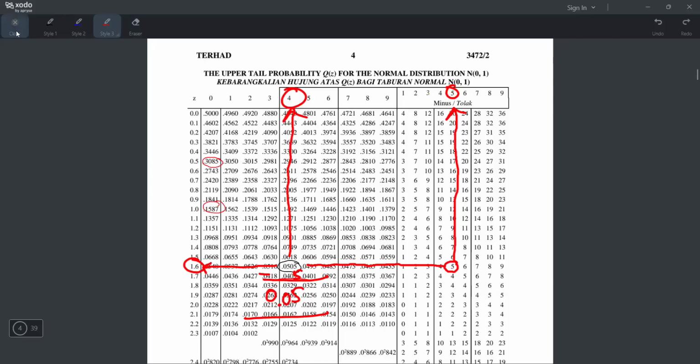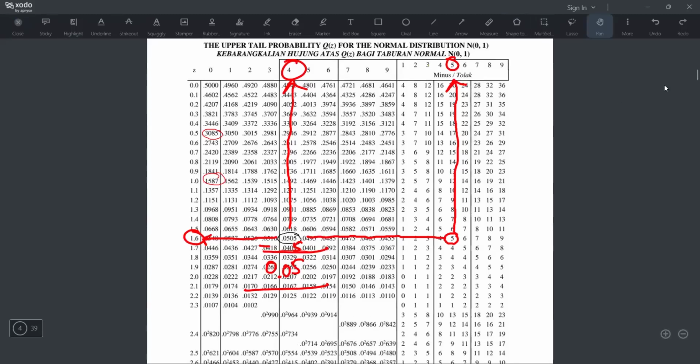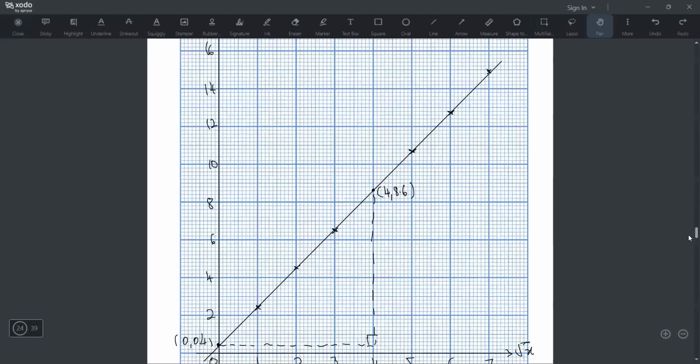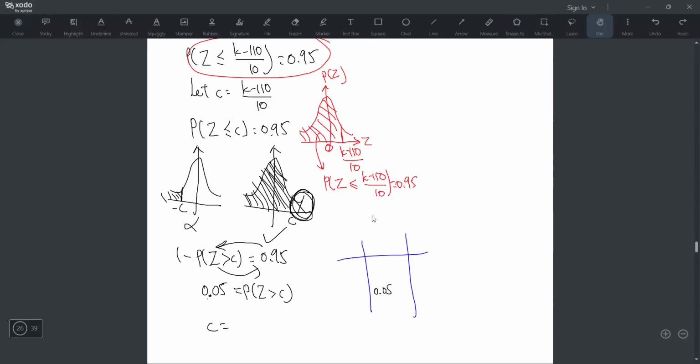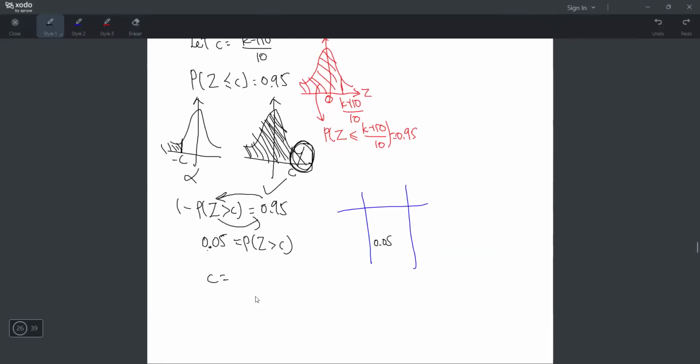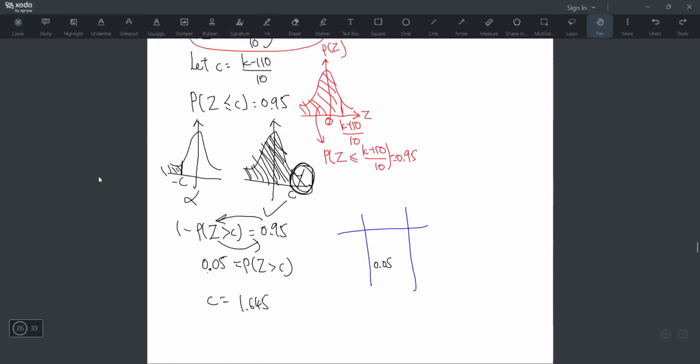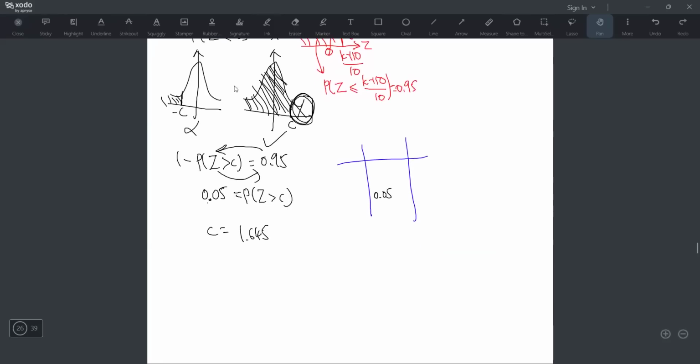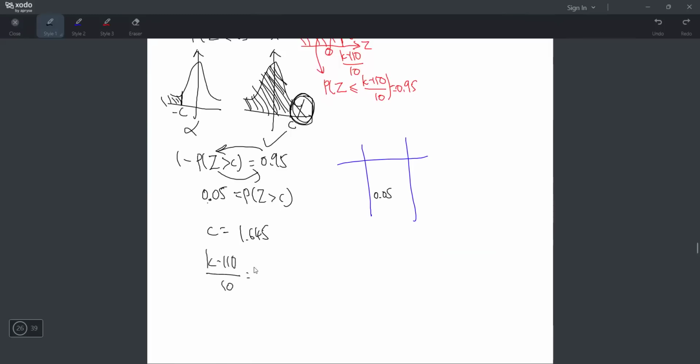That is the answer. 1.645. And sometimes you have to put negative. But this one no need because you already tried just now, it is positive, right? You already tried just now your C is positive. So the answer is positive 1.645. But sometimes for the question where your test gets negative, then you have to put negative. Okay, don't forget your C is actually what? K minus 110 over 10. Okay, so K minus 110 over 10 equals 1.645. And now you can find K. Okay, and do you remember what is K?